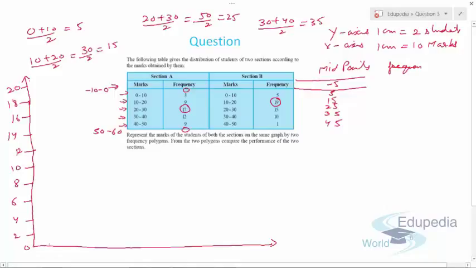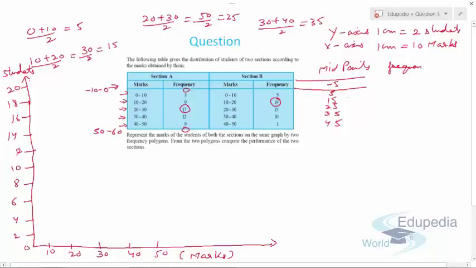So this is 0, this is 10, 20, 30, 40 and 50. So these are marks and these are students, right? Now we need to draw the 2 frequency polygons on the same graph.